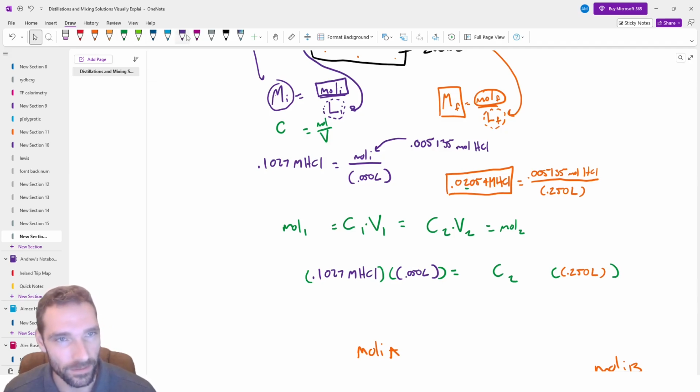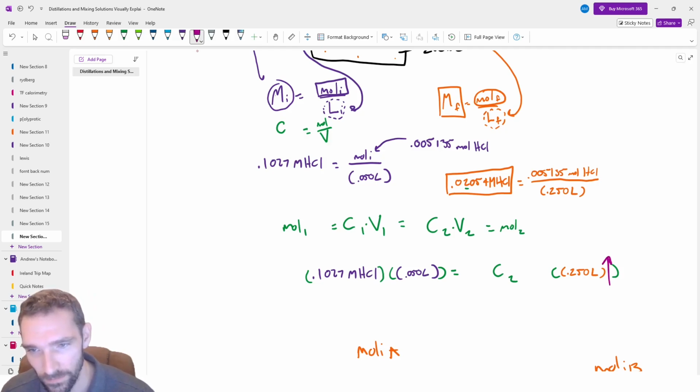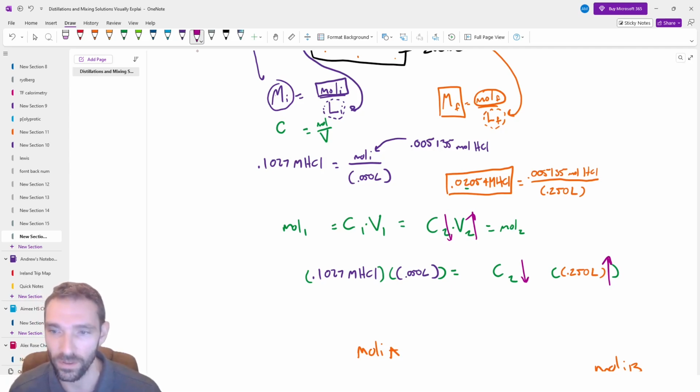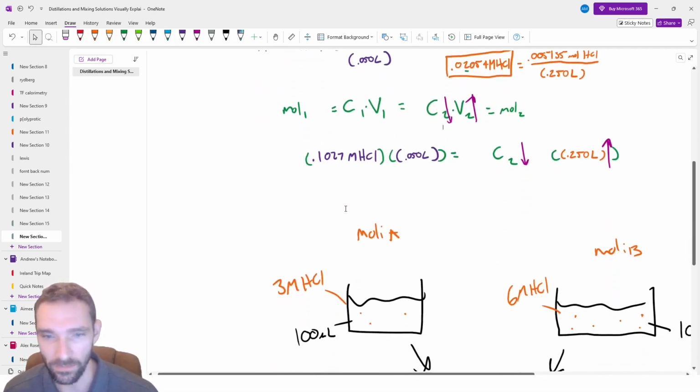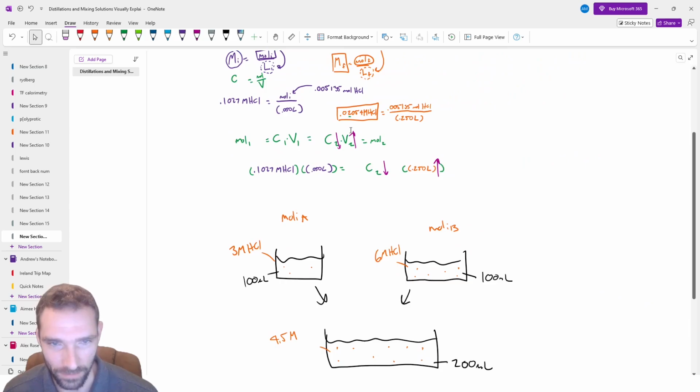In other words, if the value of the volume goes up, then the concentration goes down. If this volume goes up, that concentration goes down when compared to the initial concentration. So that's not too bad when we have just something being diluted.